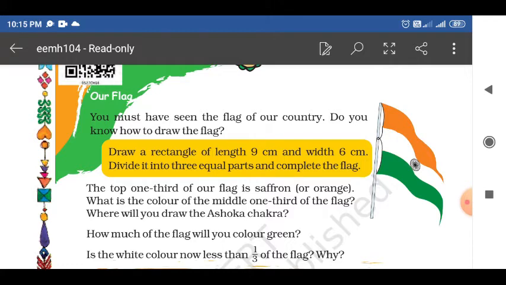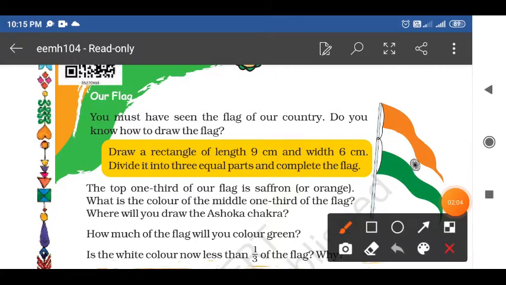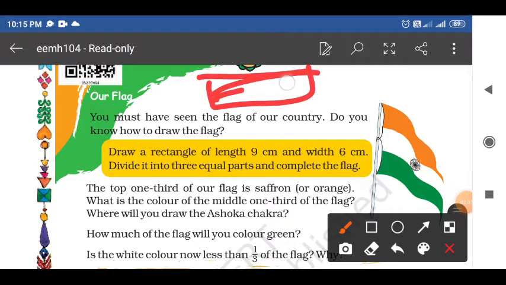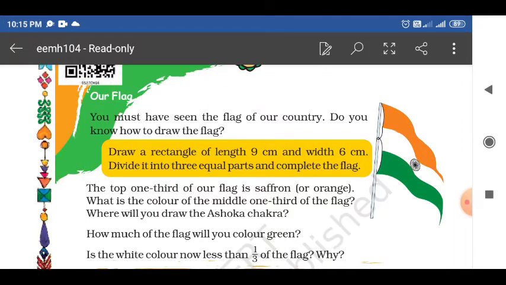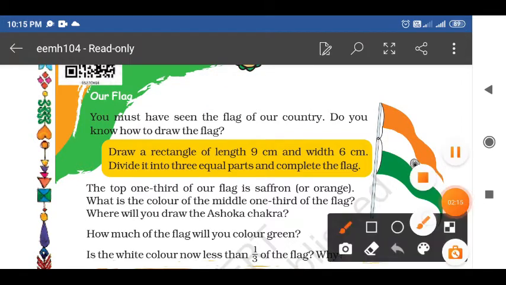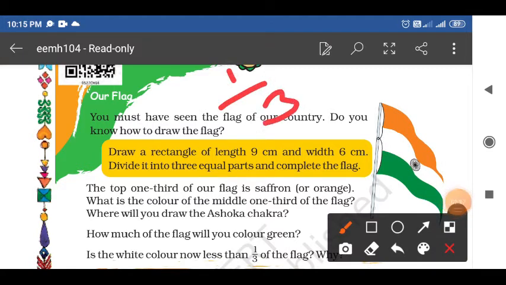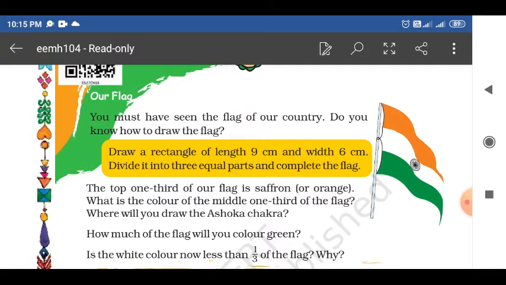And the top one, see here, how many equal parts in one rectangle? See here, in one rectangle it is three equal parts, so each part is how much? Each part is 1 by 3, right? So in one flag, how many parts are there? 3 parts, so it is 1 by 3. All parts are equal, so it is 1 by 3.